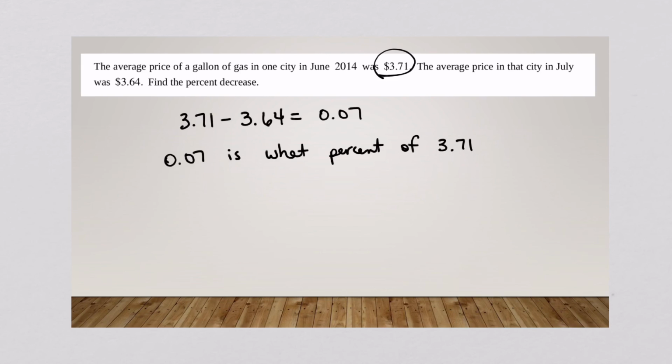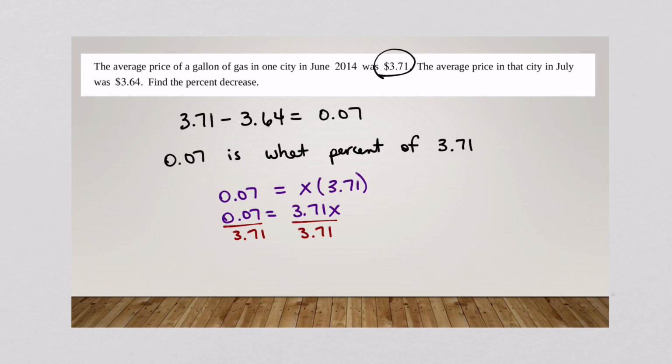So writing this out algebraically, I would write 0.07 is x for what percent of, and this can be written as 3.71x, and now to solve this, I'm going to divide both sides by 3.71. Again, be careful what you type in first on your calculator. 0.07 divided by 3.71. And I get another long decimal. So here's what I get.